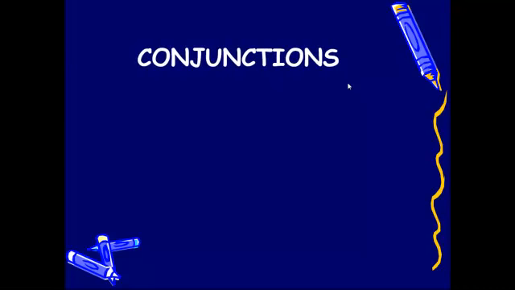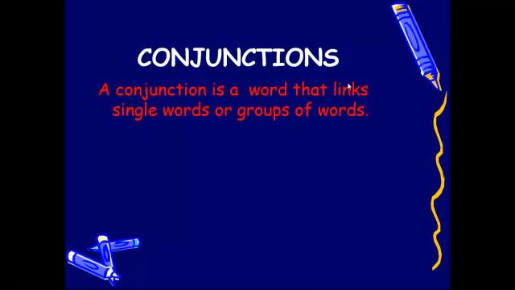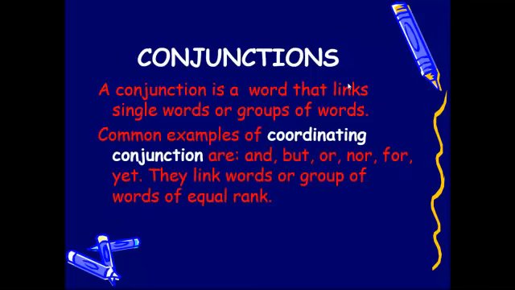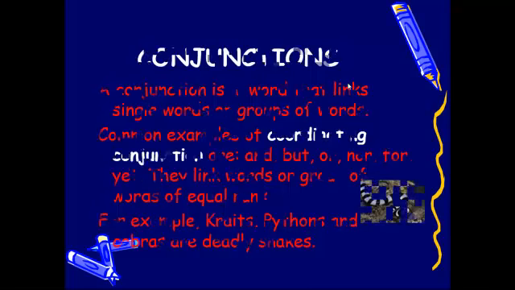Another important part of speech is called conjunction. A conjunction is a word that links single words or groups of words. Common examples of coordinating conjunction are and, but, or, nor, for, yet. All these words link words or group of words of equal rank. For example, crates, pythons, and cobras are deadly snakes.